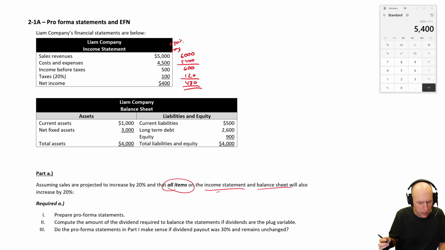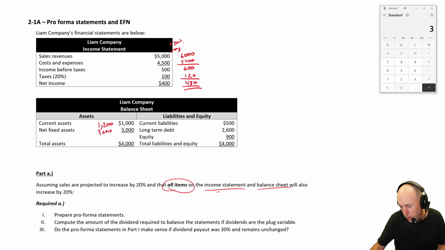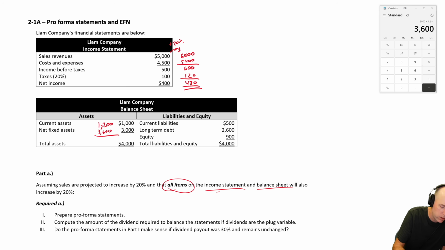Let's look at our balance sheet now, if everything goes up by 20%. Current assets going up by 20%, what does that look like? Well, they're going to go up to 1,200. That's 20% more than 1,000. The fixed assets are going to go up to 3,600, and again, that's just 20% more, 3,000 times 1.2. So pretty straightforward what we're doing so far, I hope it is anyway. 1,200 plus 3,600 gives us 4,800.